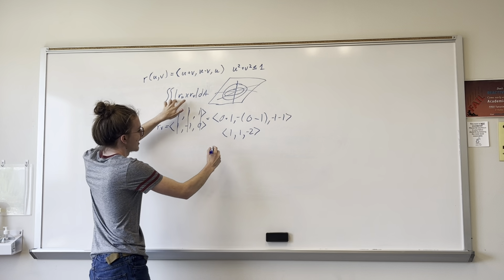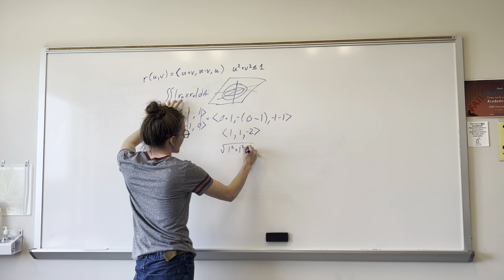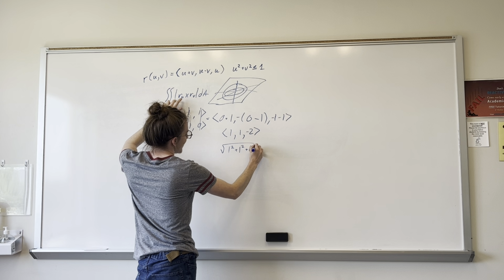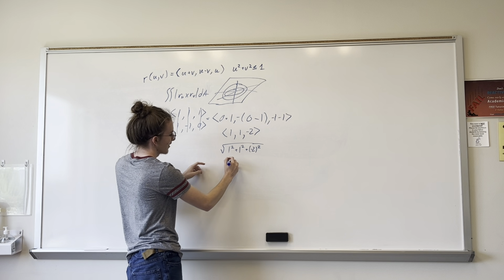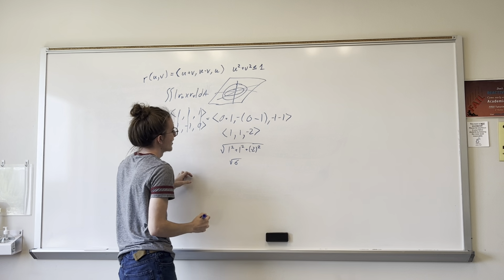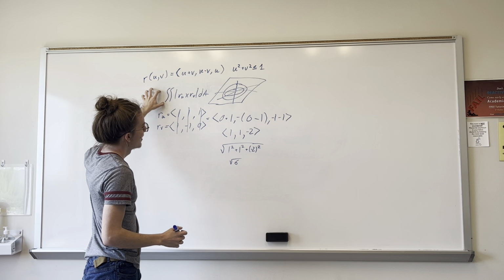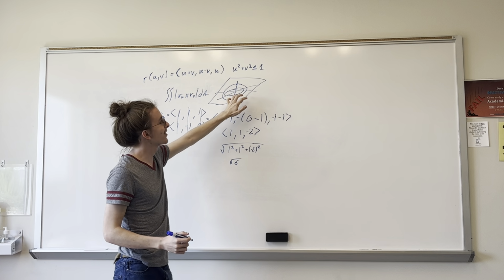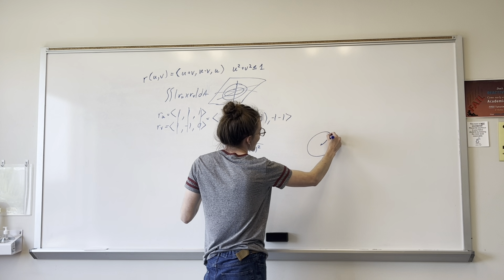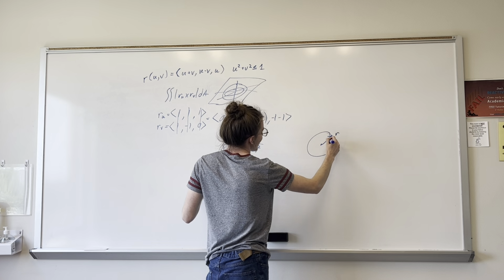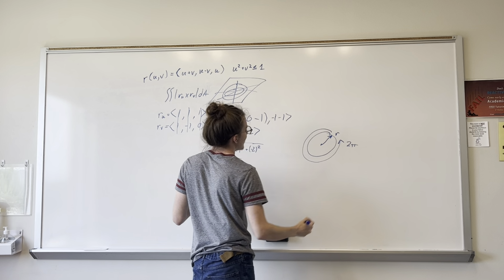Now, this says to take the magnitude, so 1 squared plus 1 squared plus negative 2 squared. That will give us square root of 6, and we want to take the double integral. So since this is a circle, we may as well go to polar, where this will be r, and it does a 2 pi rotation.